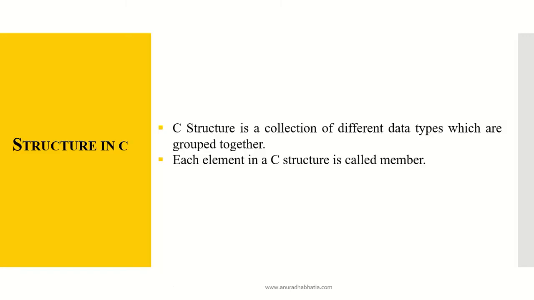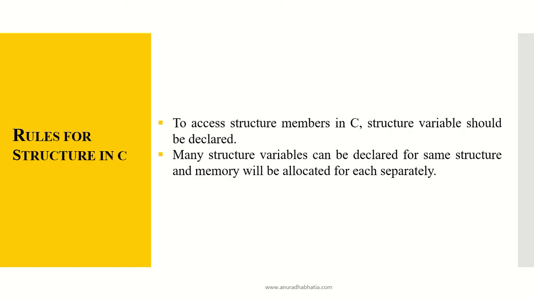A C structure is a collection of different data types which are grouped together, and each element in a C structure is called a member. Now, to access a structure member in C, a structure variable should be declared. These are the rules for structure in C.